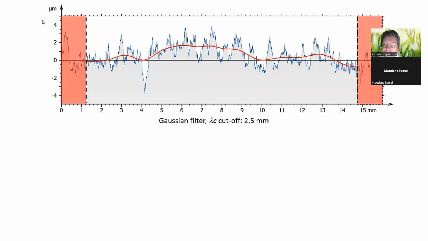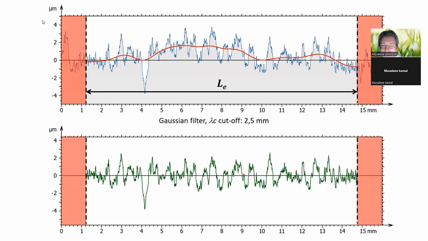The Gaussian filter, here with a cutoff of 2.5 mm, being subject to end effects, the filtered profile is cut on each edge by a length equal to half a cutoff, or sometimes one cutoff. The resulting length is called the evaluation length. The roughness profile is calculated by subtracting the waviness profile from the primary profile. It is therefore also shorter by half a cutoff at each end.